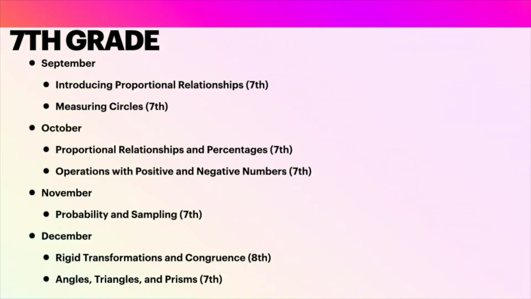October is proportional relationships and percentages, and operations with positive and negative numbers. November is looking at probability and sampling. December is looking at rigid transformations and congruence, and angles, triangles, and prisms.